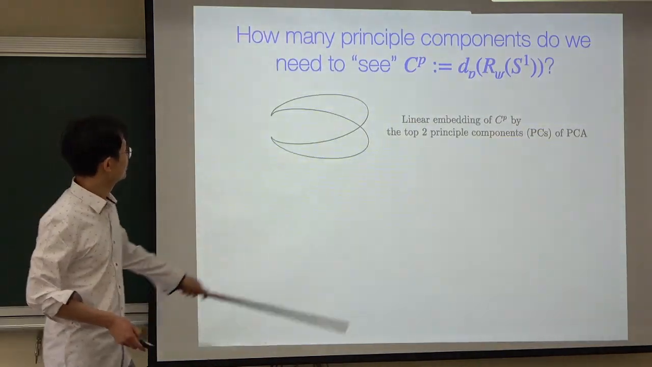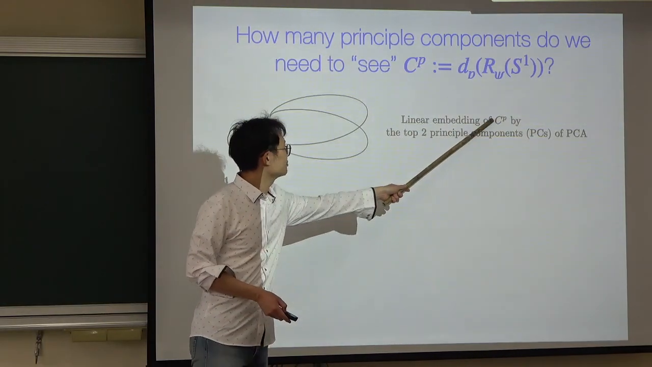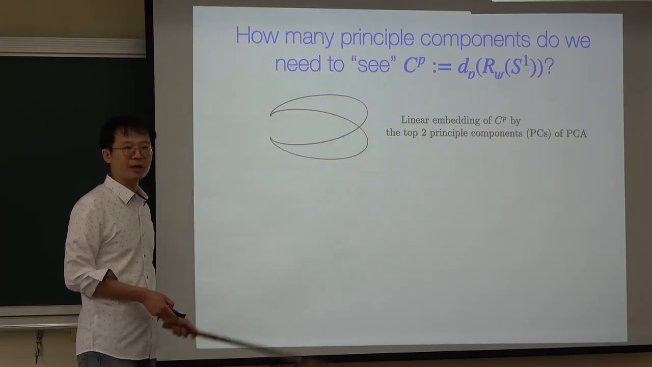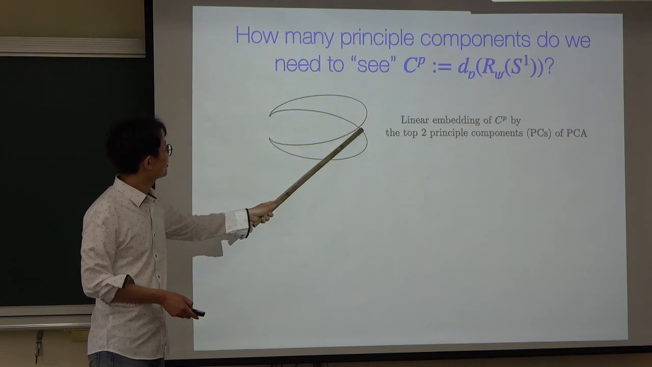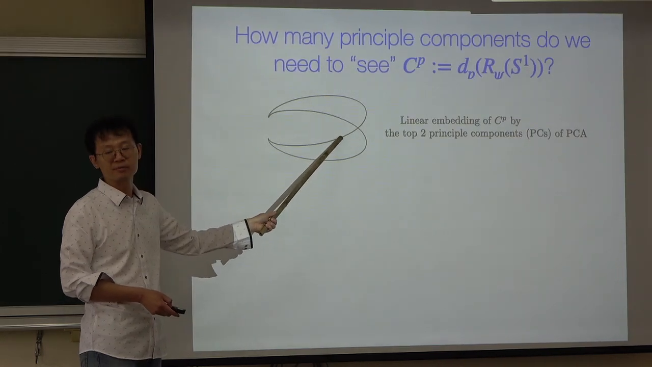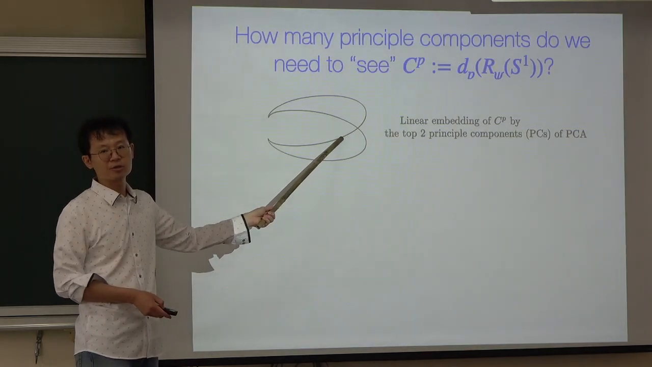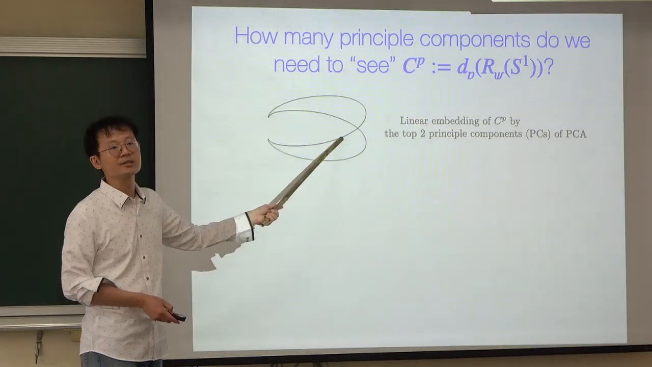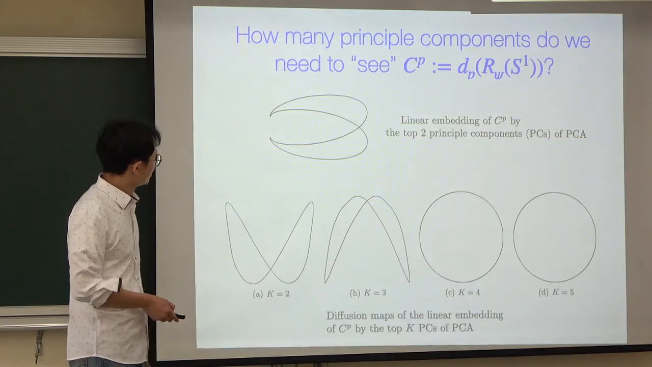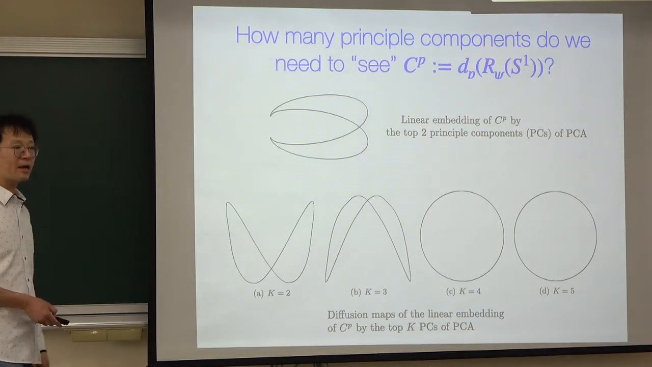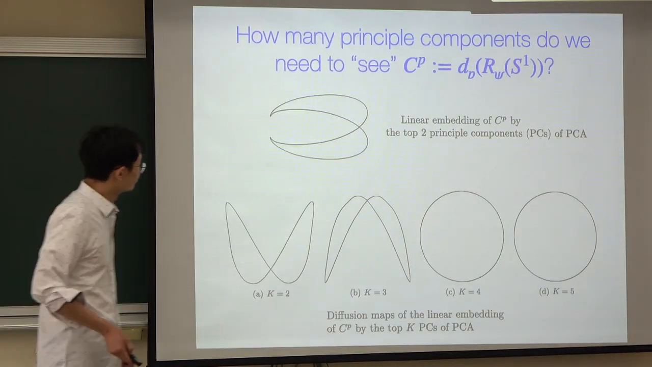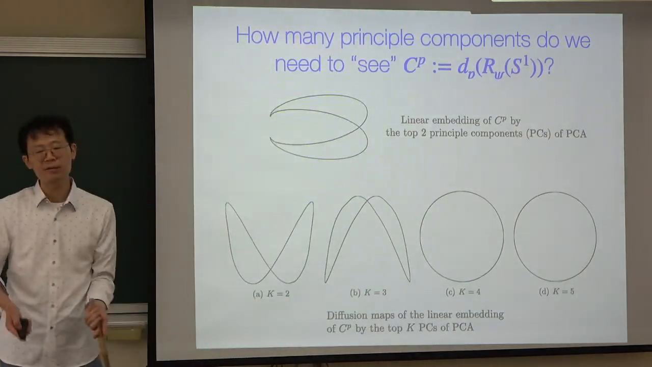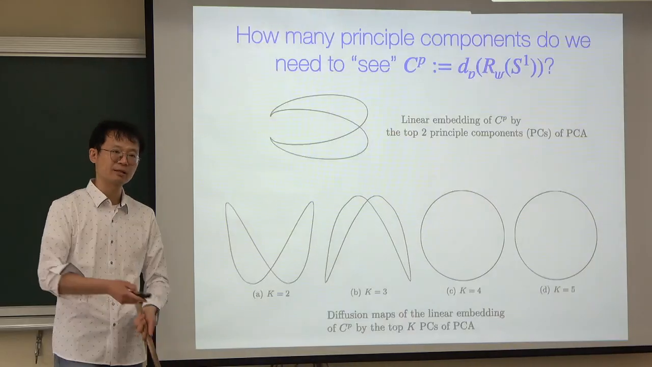If you just do a linear embedding of CP by the top two principal components, then that is what you get. You see, there's a very obvious intersection. So the manifold structure is destroyed. The topology is destroyed. You cannot get anything back. And now, maybe that is because PCA is not good, because PCA is linear. So you may say, oh, this is because of linear.